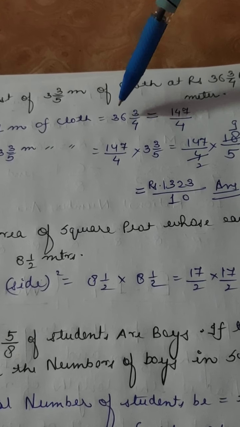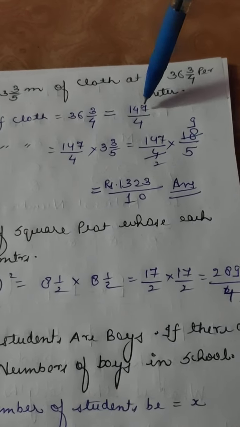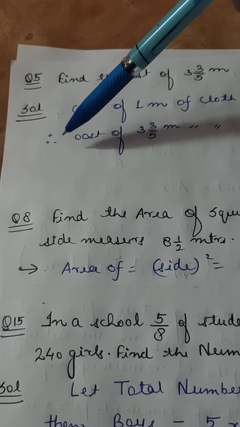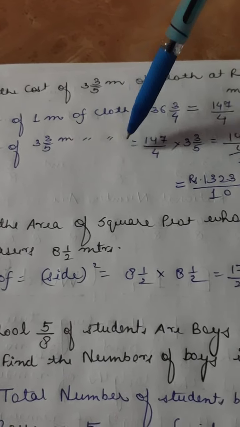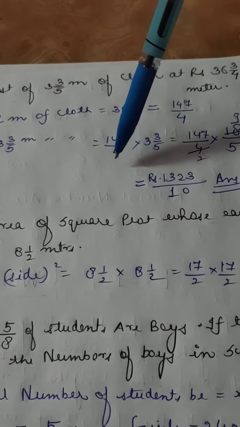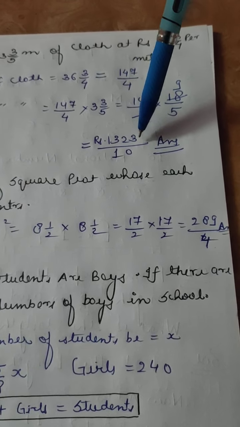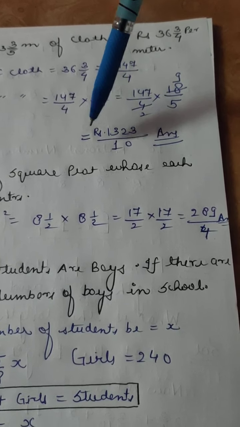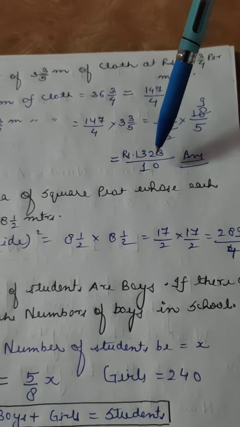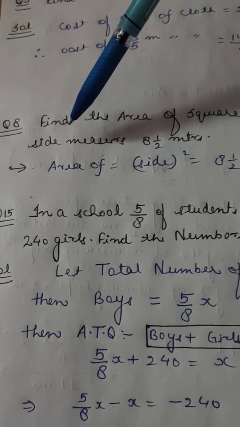You have converted this mixed fraction into a fraction. You got 147 by 4. After that, cost of 3 by 5 meter will be equal to 147 by 4 into 3 by 5. That comes out to be 132023 upon 10 rupees. This is the required answer. Question number 8 I have solved.